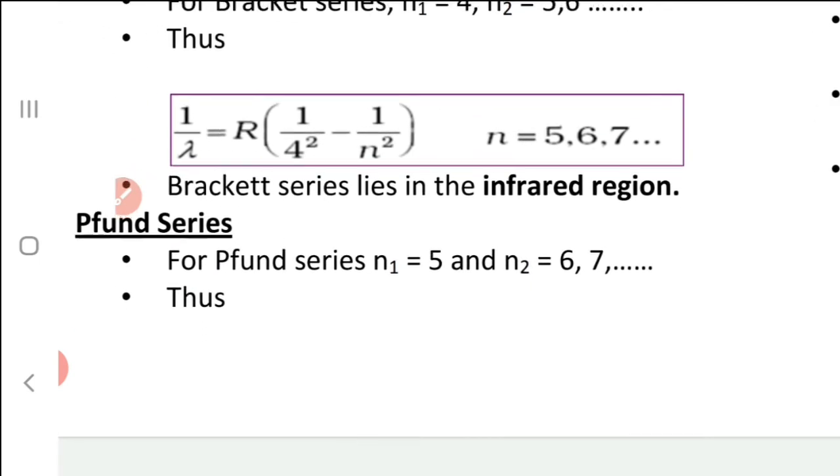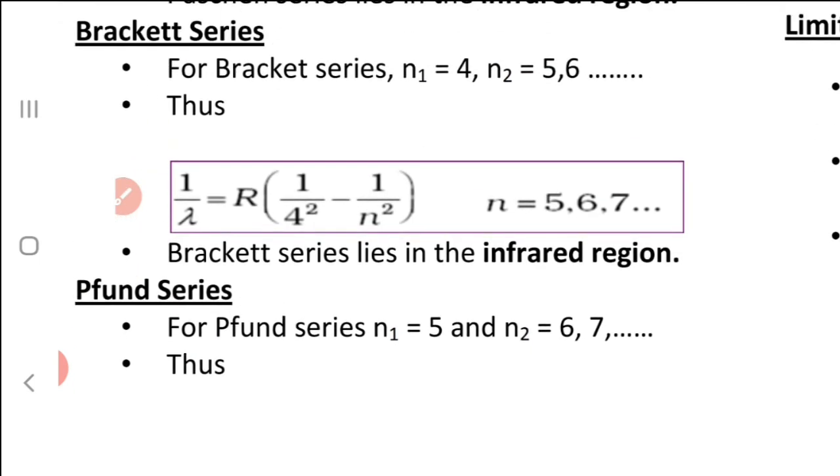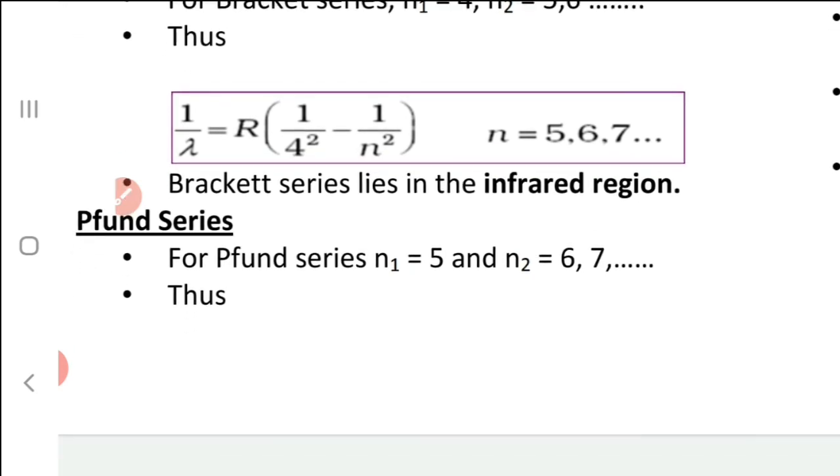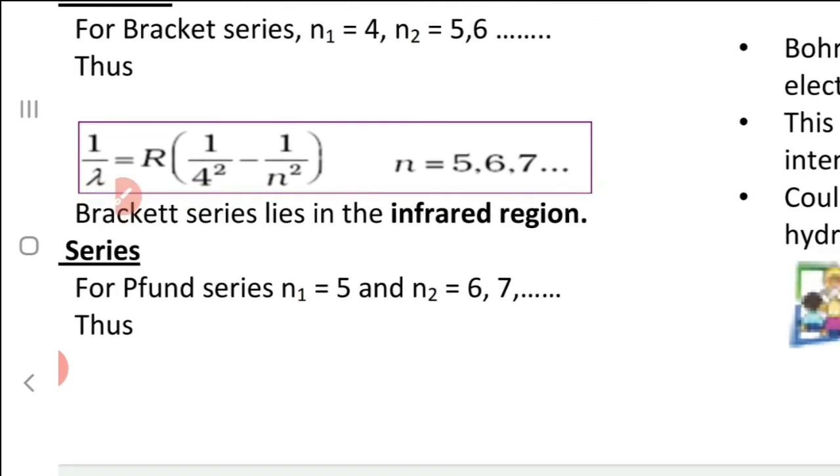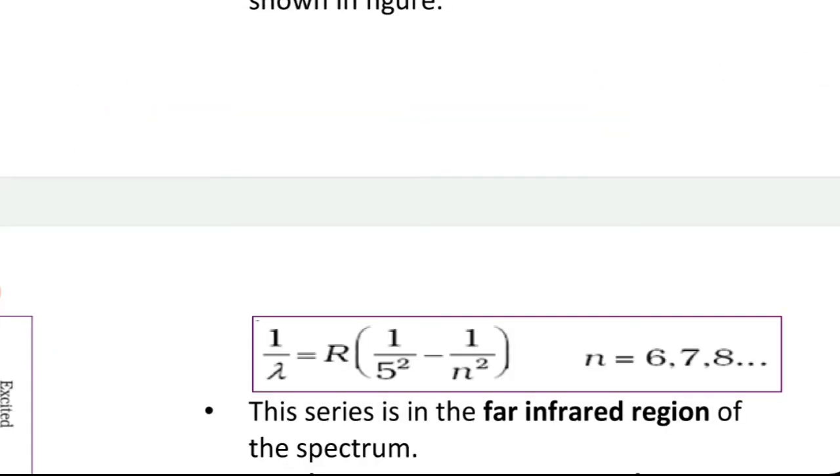Finally, the Pfund series. Pfund series, that means it makes transition to n equal to 5. So n2 can take values like 6, 7, etc. And the equation for the Pfund series becomes 1 by lambda equal to R into 1 by 5 square minus 1 by n square, where n can take values like 6, 7, 8, etc. And the Pfund series belongs to the infrared region, but it is particularly the far infrared region.